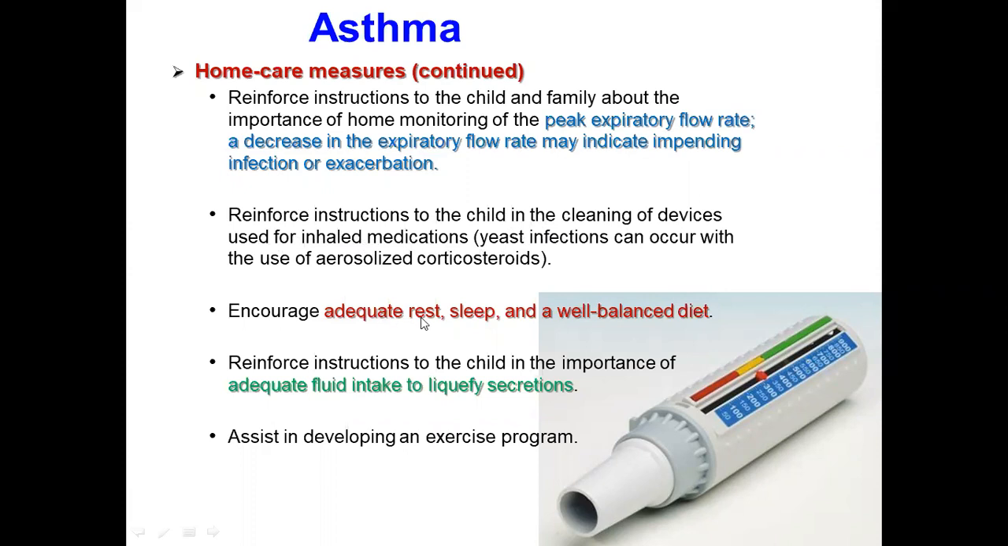Encourage adequate rest, enough sleep, and well-balanced food. Reinforce the instruction to the child on the importance of adequate fluid intake too, enough fluid to liquefy the secretions, right?